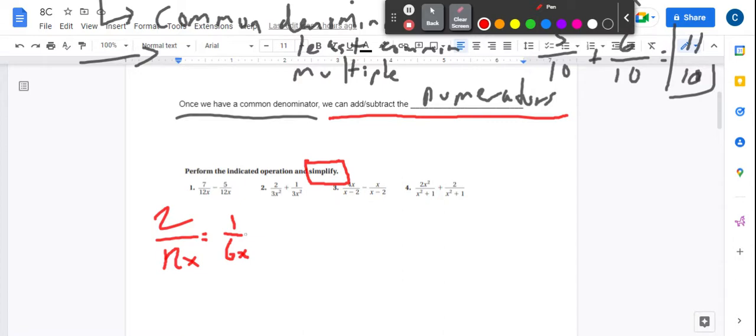Okay, so you can do that process for the next 3. Pause the video if you need to. And once you're done, you can resume the video and we'll talk about how to find the least common multiple.